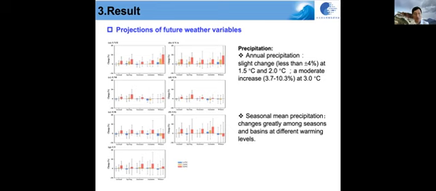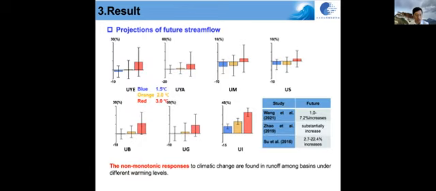Annual precipitation is projected to have a slight change at 1.5 and 2 Celsius degree warming levels relative to the reference period, and a moderate increase at a 3 Celsius degree warming level. In addition, the seasonal mean precipitation changes greatly among seasons and basins at the different warming levels. Previous projection studies show a consistent increase in river flows on the Tibetan Plateau under future climate change. However, our results show a non-monotonic change of river flows for the 7 river basins.